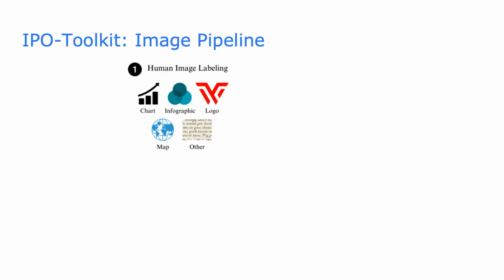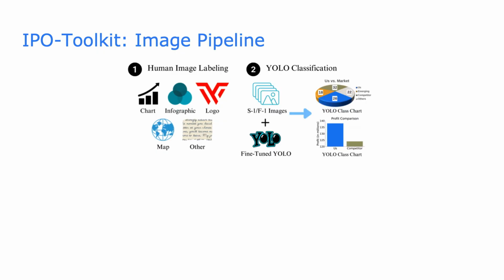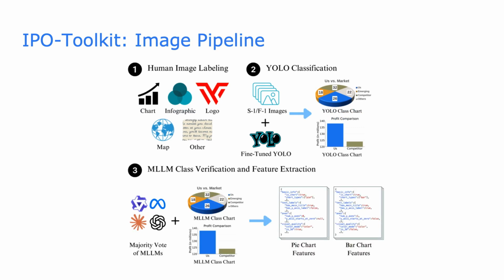We created the image dataset using the following workflow. First, human annotators label a small dataset across 5 mutually exclusive classes: charts, infographics, logos, maps, and other. Second, we fine-tune a YOLO model on these annotations to classify images across the full corpus. Third, an ensemble of multimodal LLMs verifies the chart predictions, and structured visual features, such as 3D effects, dual axes, and whether the y-axis starts at 0, are extracted via majority voting. On a manual review of over 2,000 predicted charts, human annotators confirmed 98.6% as valid charts.